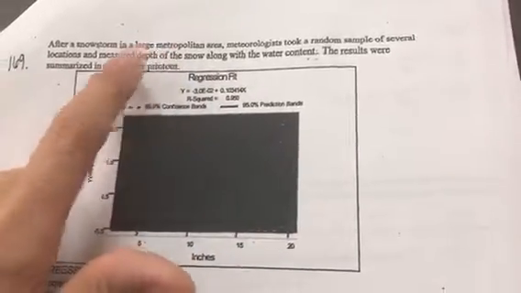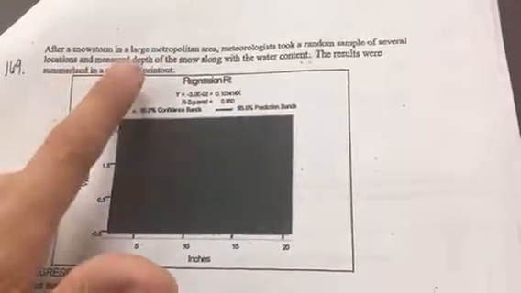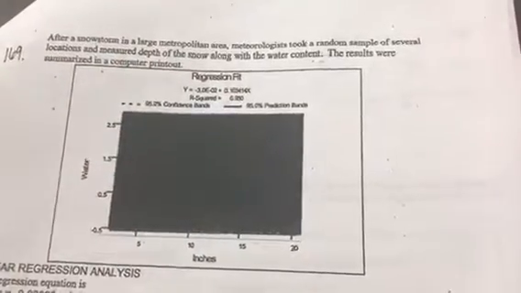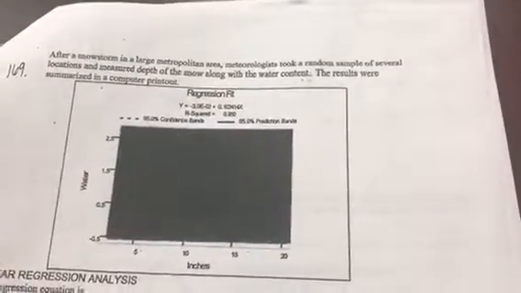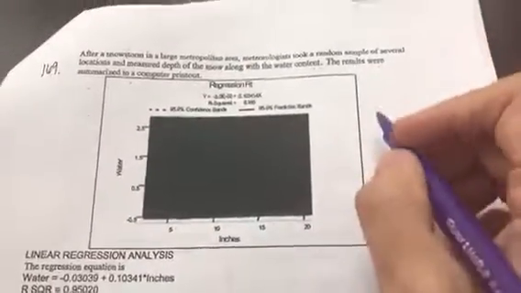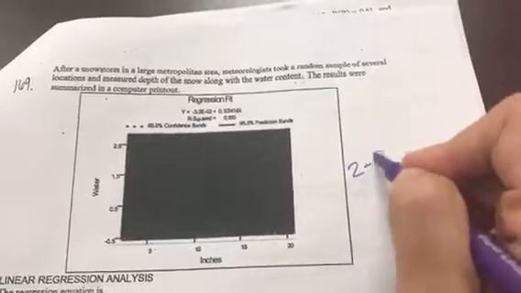We have two questions. One says, after a snowstorm in a large metropolitan area, the meteorologist took a random sample of several locations and measured the depth of the snow along with the water content. The results were summarized in a computerized output. So it looks as if they measured two quantitative variables.